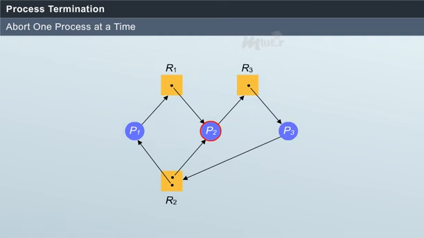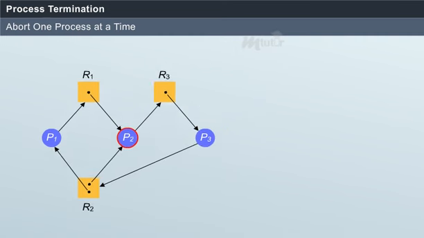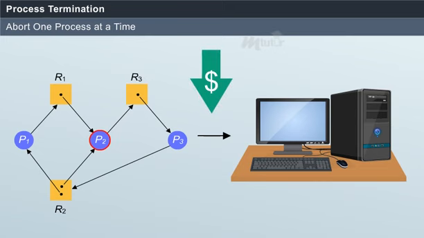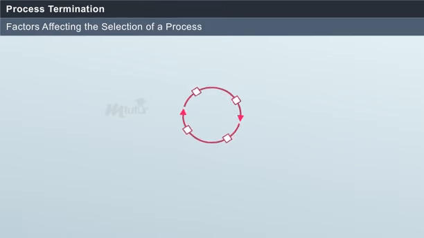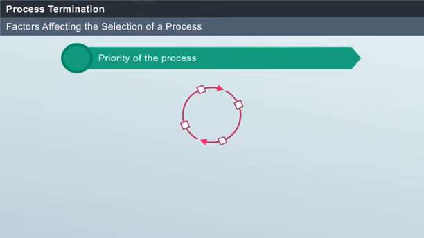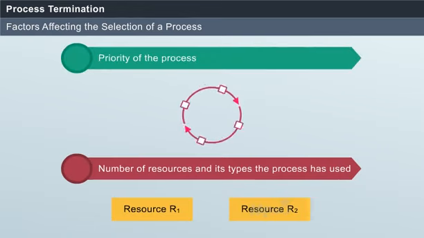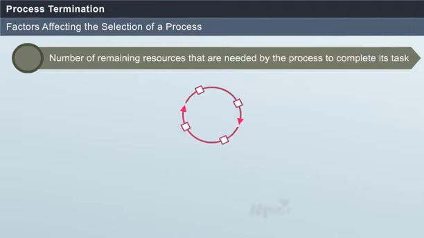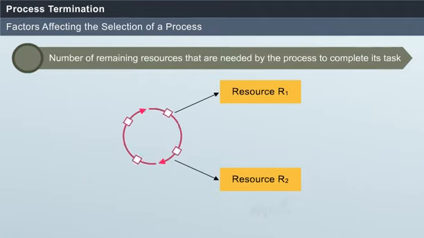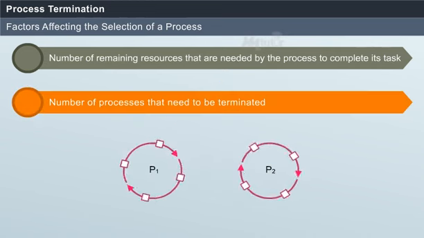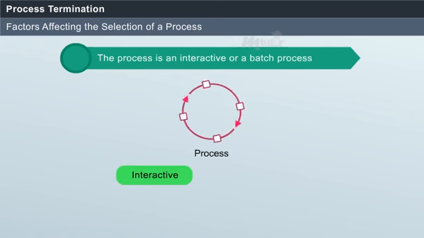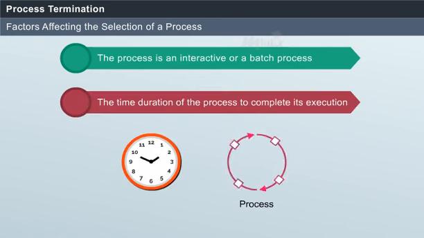The process to be terminated is selected in such a way that its termination incurs a minimum cost to the system. Apart from cost, many other factors affect the selection of a process for termination, which includes priority of the process, number of resources and its types the process has used, number of remaining resources that are needed by the process to complete its task, number of processes that need to be terminated, whether the process is an interactive or a batch process, and the time duration of the process to complete its execution.